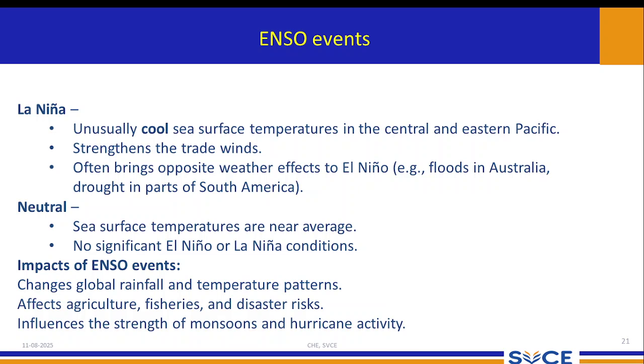What is the impact of these ENSO events? They change global rainfall and temperature patterns, affect agriculture, fisheries, and disaster risk, and influence the strength of monsoon and hurricane activity. So, catastrophe. These are also natural things.